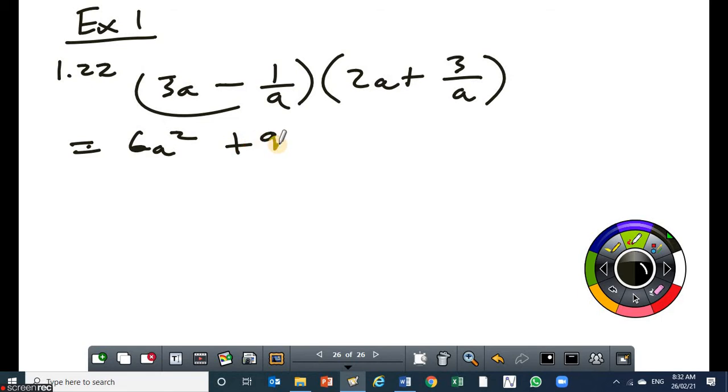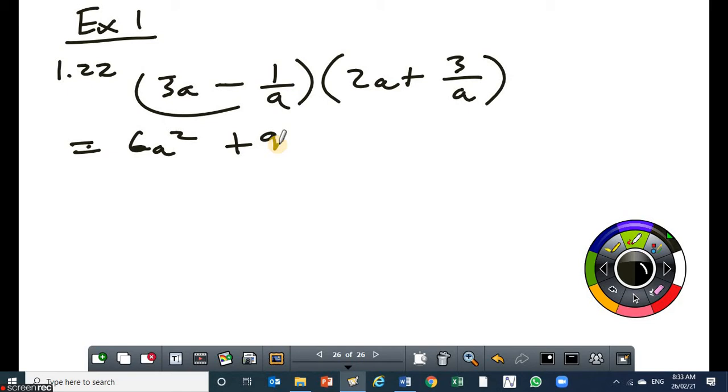Remember, when you're multiplying a whole number and a fraction, treat this 3A as a whole number. The 3A multiplies the numerator, which is 3. So 3A times 3 gives you 9A. 9A over A will give you what? A 9. Okay? Are you following?